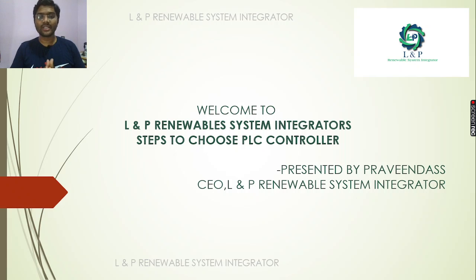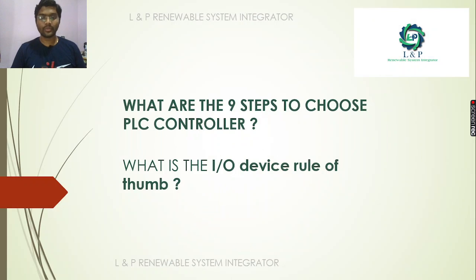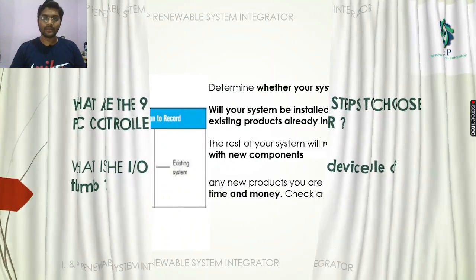Today we are going to see some of the steps to choose a PLC controller. So we have 9 steps to choose a PLC controller. Apart from it, we are going to know the thumb rule for choosing the memory sizes for the I/O devices.